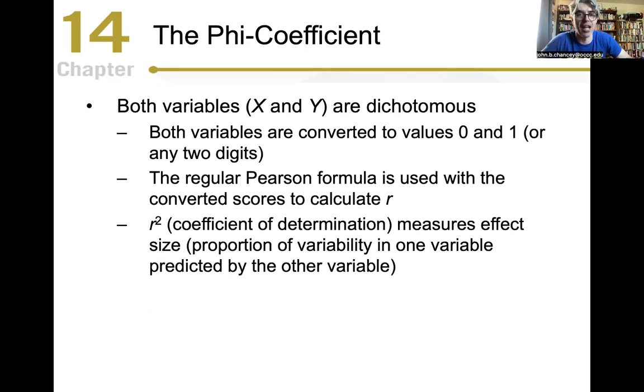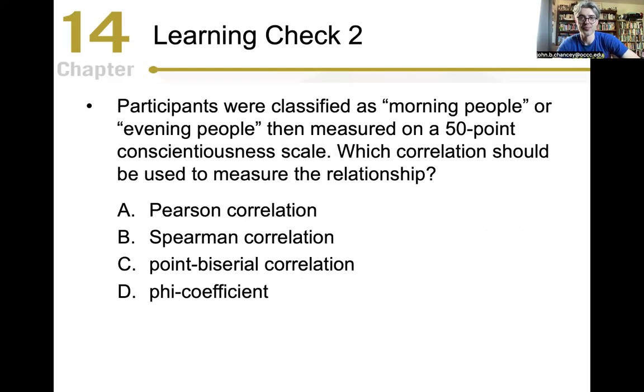Our phi coefficient, the last one: both variables are dichotomous. So it could be looking at college graduate, yes or no, male, female, or college graduate, rural, urban, something like that. I'm just making stuff up off the top of my head. Both variables, again, are converted into values of 0 and 1. The regular Pearson correlation formula is used with those converted values. And then R squared measures the effect size.